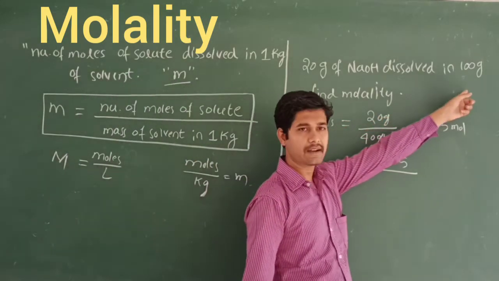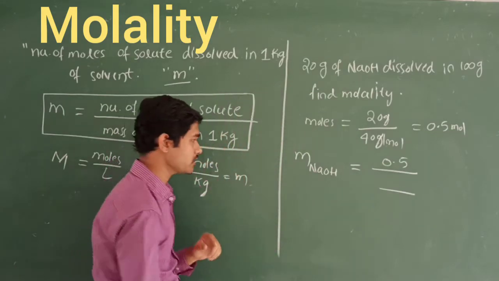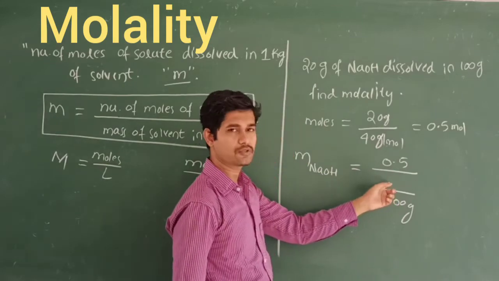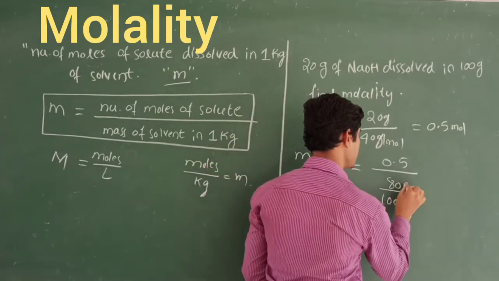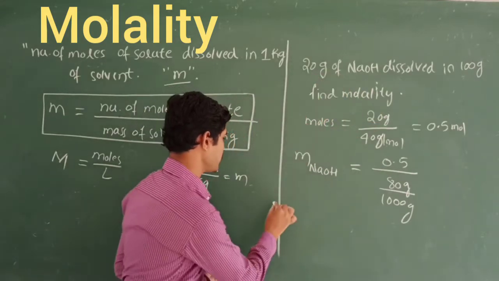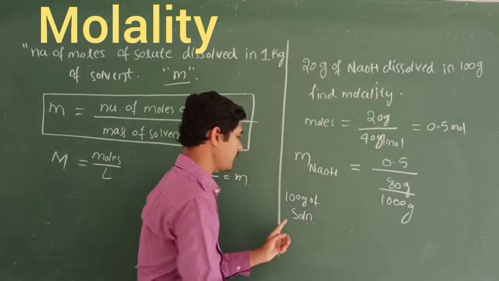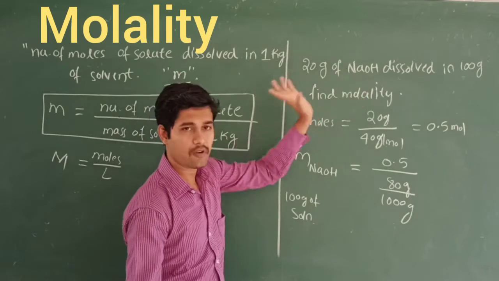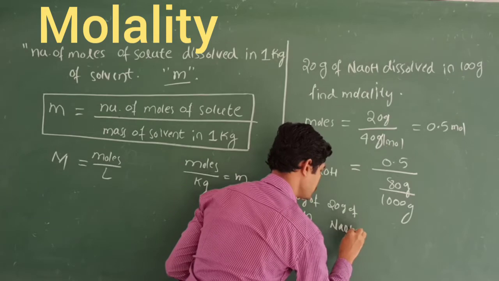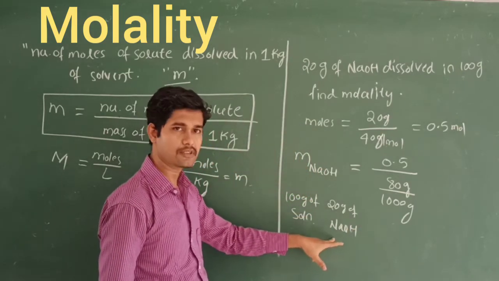So he has given the 100 gram, right? I place it as it is, and 1 kg is nothing but 1000 gram. So why have I placed 80 gram here? We should see the question. Out of 100 gram, this is 100 gram of solution. In that 100 gram of solution, 20 gram of NaOH, that is the solute which is going to dissolve. So out of 100 gram, 20 gram of solute is there.